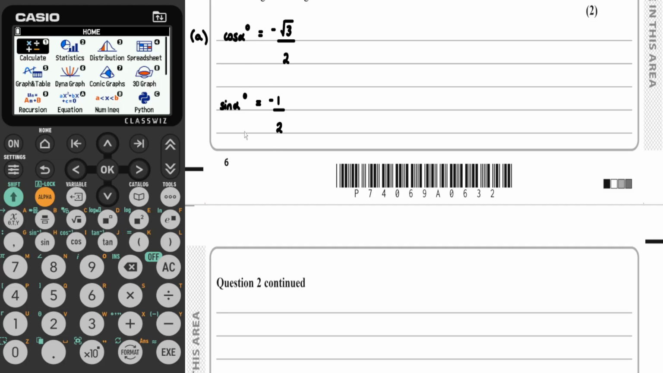Now if we solve these equations, begin by solving the first equation. You will find alpha to equal 150 degrees and 210 degrees, and solving the second equation, you will find alpha to equal negative 30 degrees and 210 degrees, meaning alpha is equal to 210 degrees.